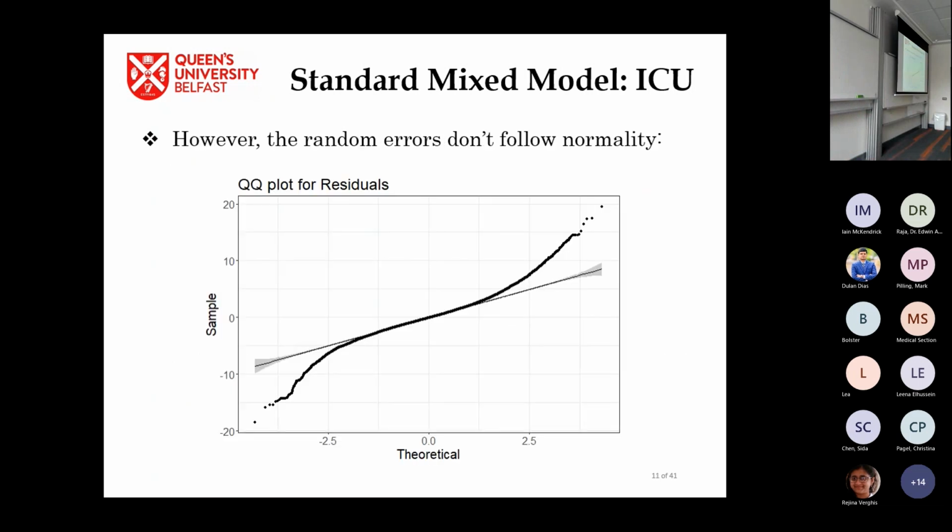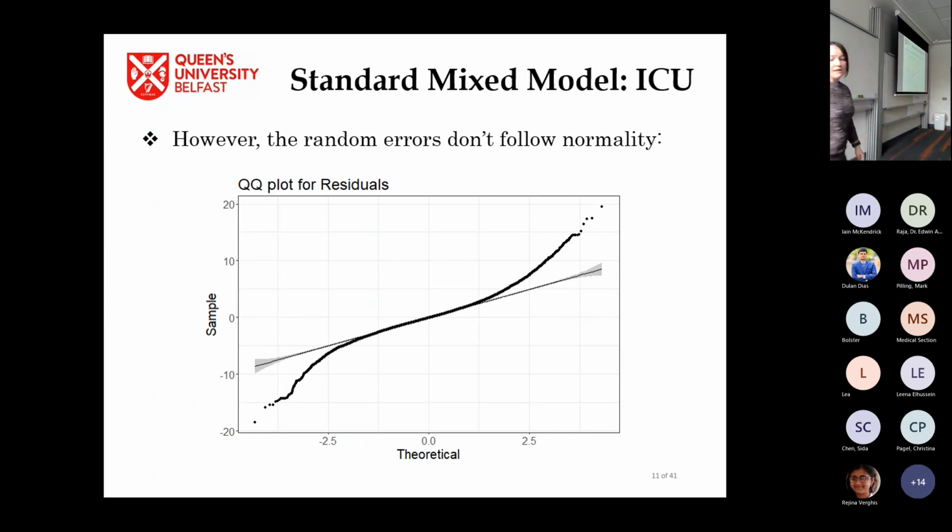But within these models, as I said, we have these normality assumptions for our random terms. Whenever we look at those normality assumptions, we can do that for the random errors, so that's our epsilon ij, and our random effects, our bi. We can see from this QQ plot, and from doing normality tests, that our random errors don't follow normality, there is departure. So it's suggesting that there are outliers within the data.